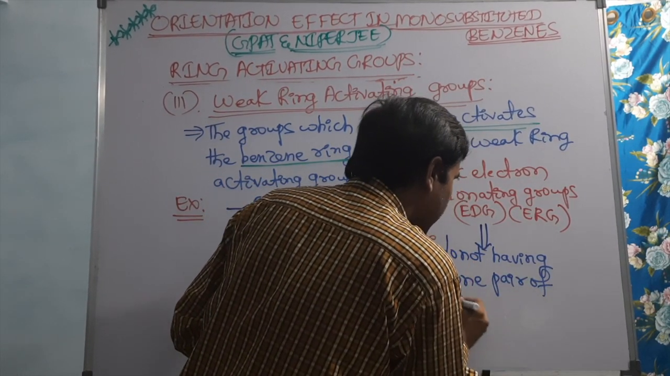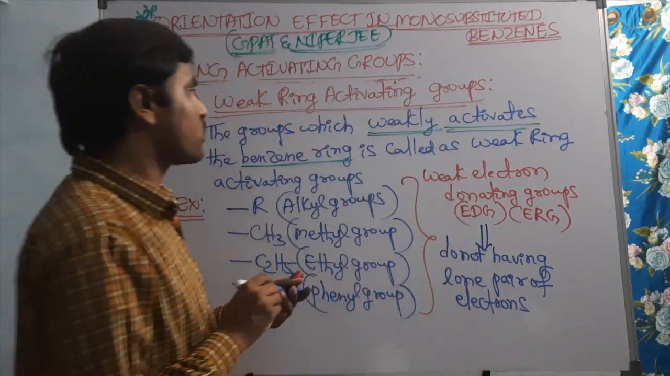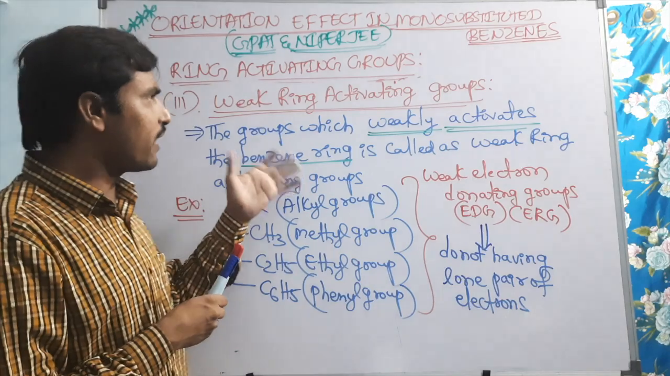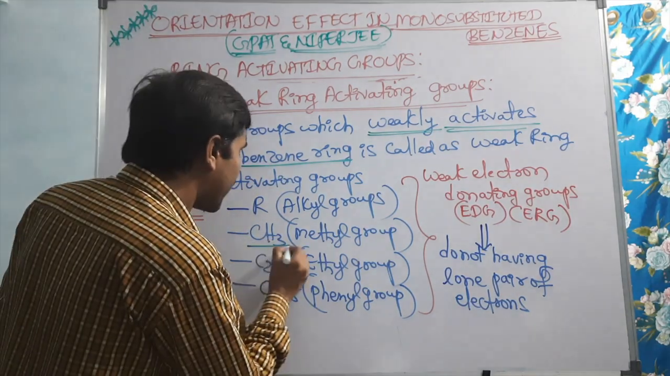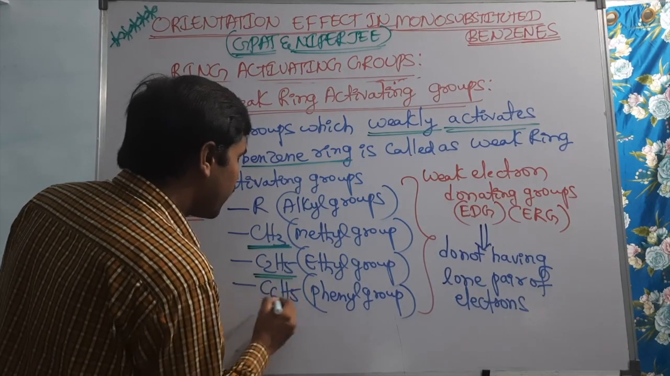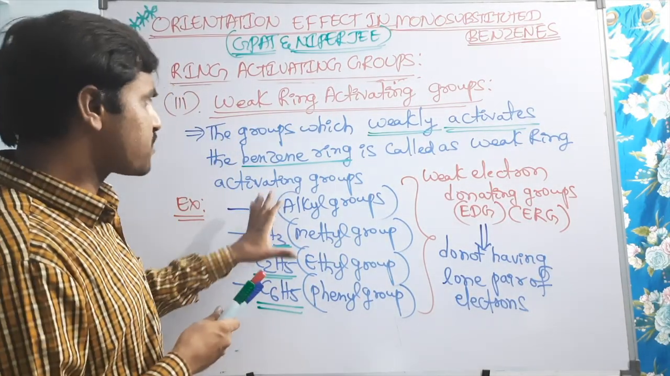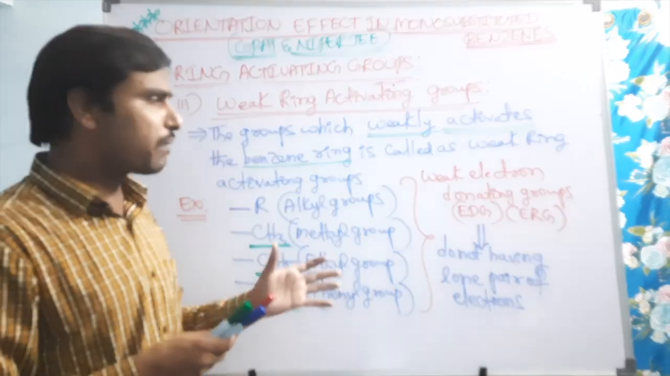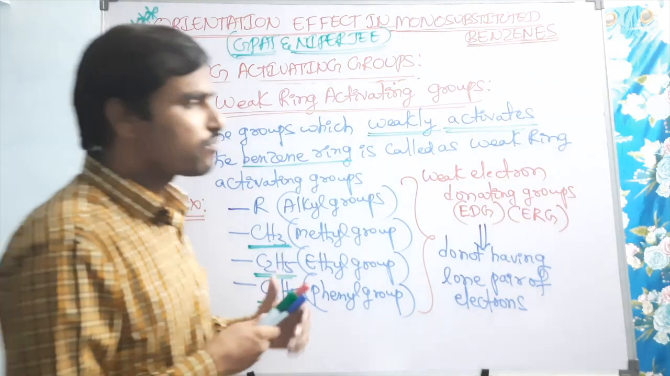These compounds do not have a lone pair of electrons. That is the reason these compounds can act as weak ring activating groups. Up to some extent only these groups are going to activate the ring: methyl group, ethyl group and phenyl group. Anywhere these groups are present on benzene, these compounds are weak electron donating groups.